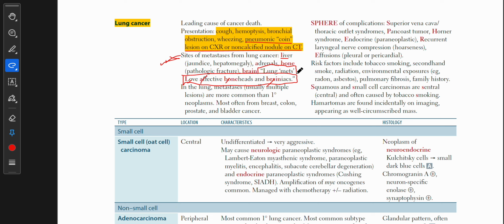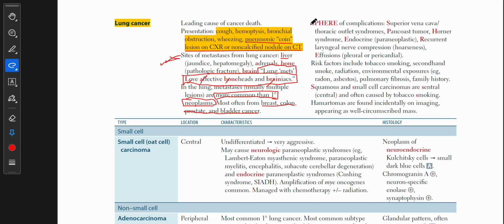And in the lung, metastasis usually presents as multiple lesions and is more common than primary neoplasms. This is very, very high yield. You have to remember that in lungs, secondary neoplasms occur more often than primary neoplasms, and these are often from breast, colon, prostate, and bladder cancer.